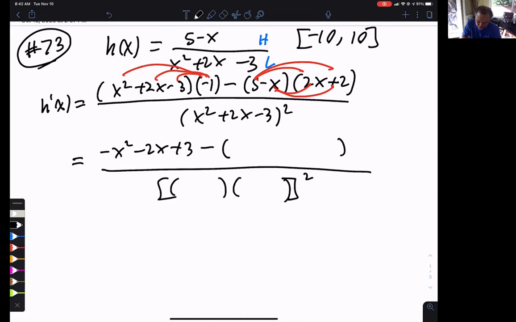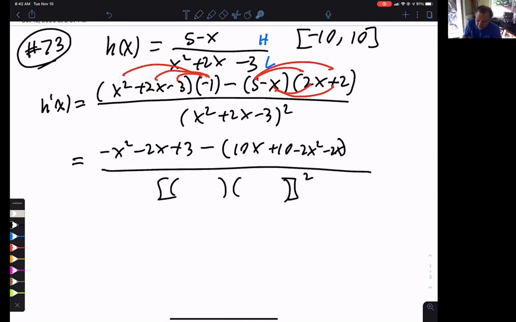All right, distribute. I'll do colors. This, that's going to get me 10x plus 10. Then I'm going to distribute that and that. That's going to get me minus 2x squared minus 2x.